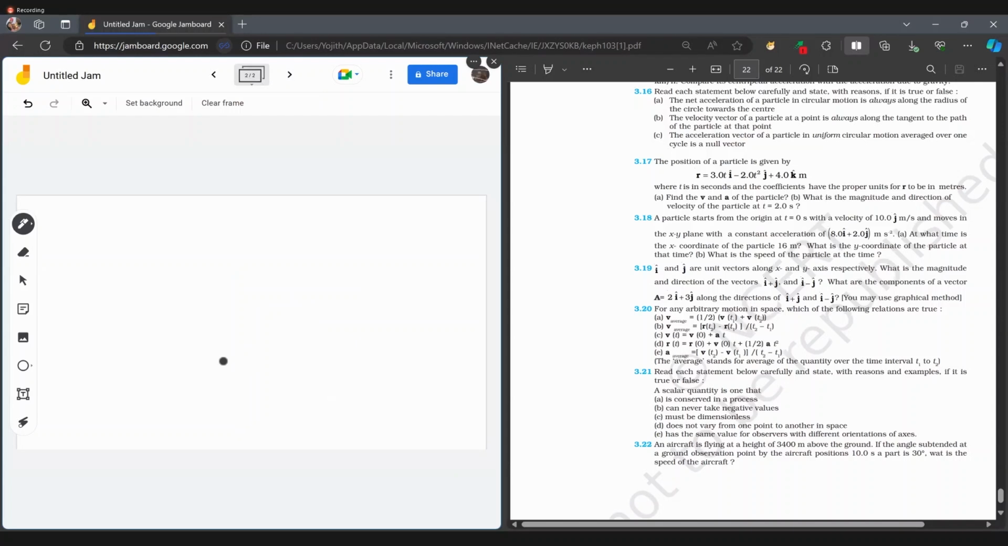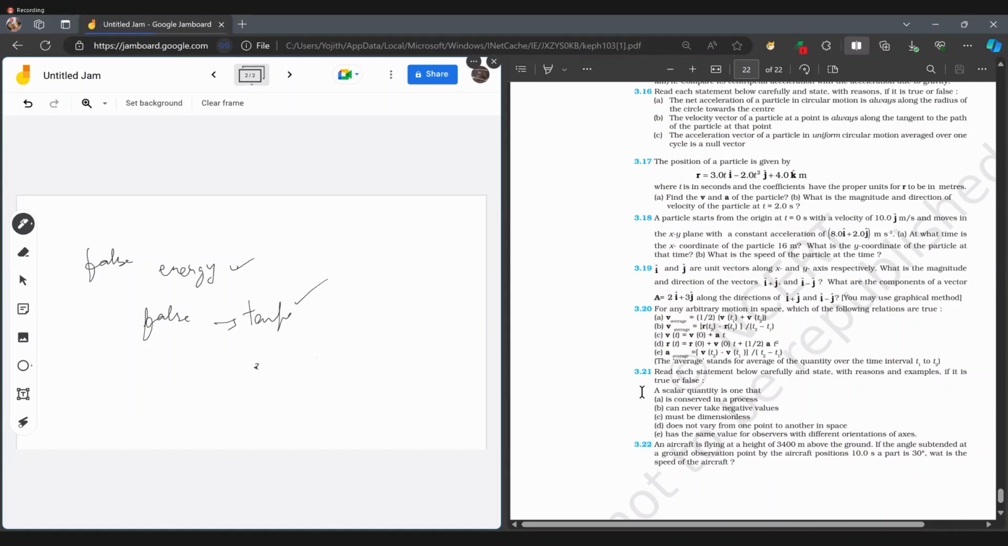Does not vary from one point to another in space. ఇది false. Okay, for example, distance. Okay, a point లో ఒకలా ఉంటుంది, b లో ఇంకోలా ఉంటుంది, and has the same value for observers with different orientations of axis. ఎందుకంటే డైరెక్షన్ లేదు కాబట్టి this is true. Okay, it's false, false, false, false, false, true.